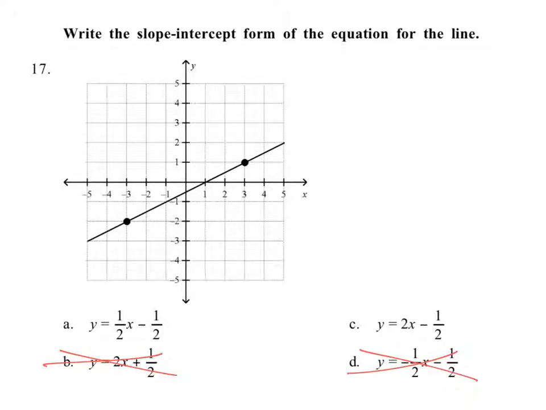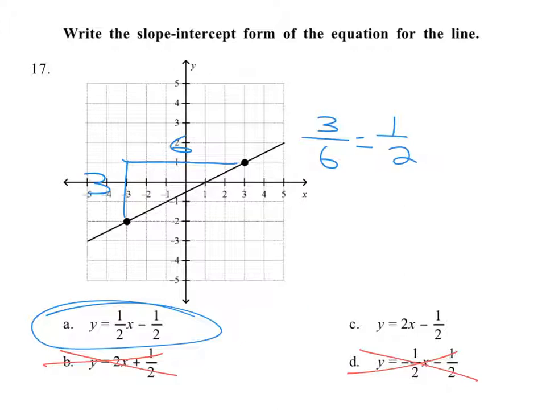Now, where is it crossing the y-axis? It's crossing at negative 1/2. Both of these have that value, negative 1/2. So what we're really needing to do is figure out what the slope is at this point. Okay, and we say to get from one point to another, how do we get from that point to that point? We rise 3 and we run 6. Be careful. The rise goes on top. The run goes on the bottom. That simplifies to 1/2, and so we need a slope of 1/2 and an intercept that's at negative 1/2.